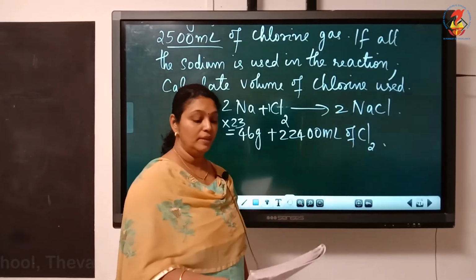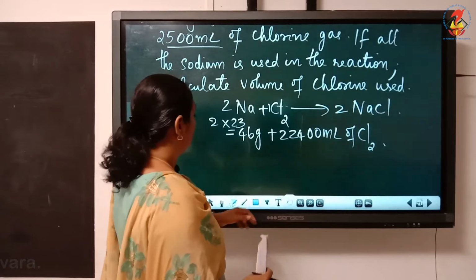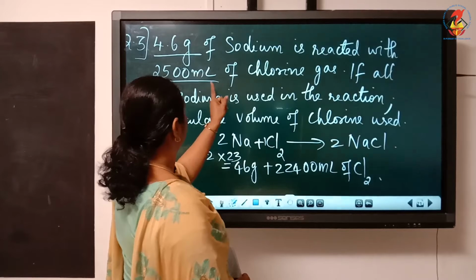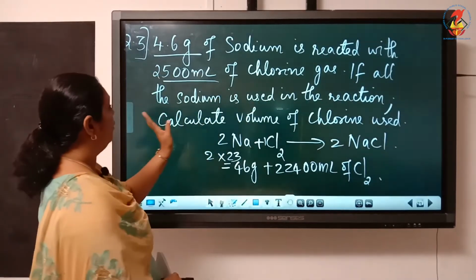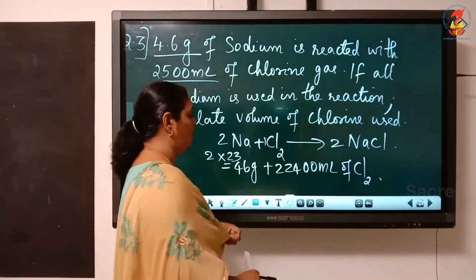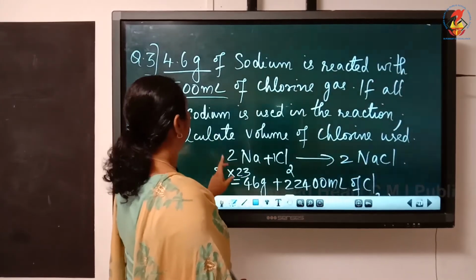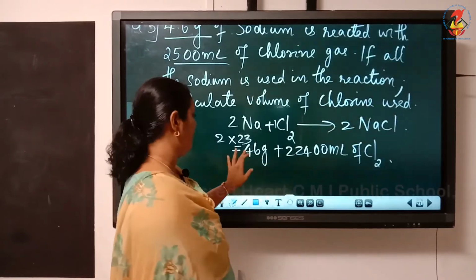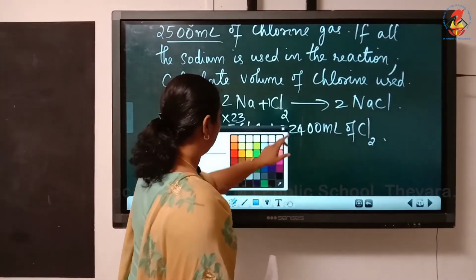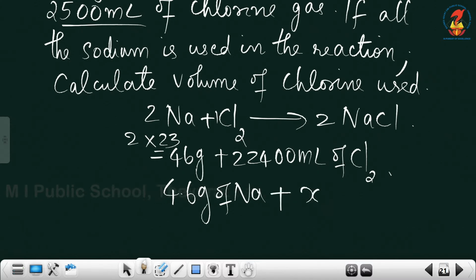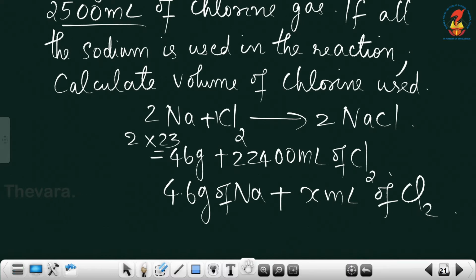of chlorine. Now, the question is, 4.6 gram of sodium is reacted with this much chlorine? If all the sodium is used, calculate the volume of chlorine used. So, we have to calculate the volume of chlorine used when 4.6 gram of sodium is reacted. So, next step will be: 4.6 gram of sodium will combine with what volume of chlorine? X ml of chlorine. So, now you calculate X.